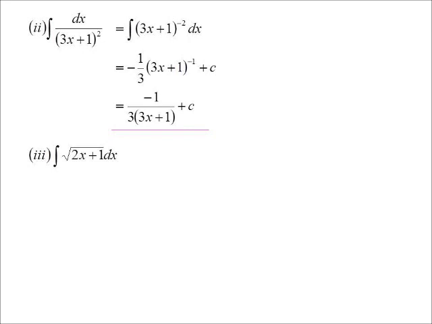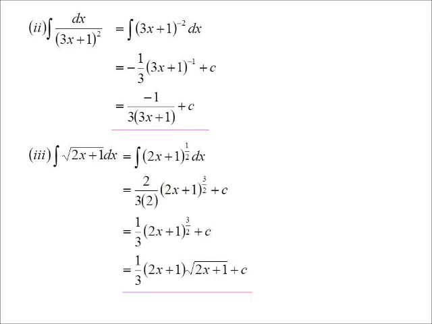Square root of 2x plus 1. Again, we'll have to put that in index form. 2x plus 1 to the power of a half. So we'll use our useful theorem. Add 1 to the power, 3 on 2. But we'll times that by 2/3. But also on the bottom of the fraction, multiply by 2, the coefficient of x. And we get 1/3, 2x plus 1 to the power of 3 on 2. Well, at least the mere mortals do. Super mathematicians get 1/3, 2x plus 1 root 2x plus 1. Plus, of course, a constant.